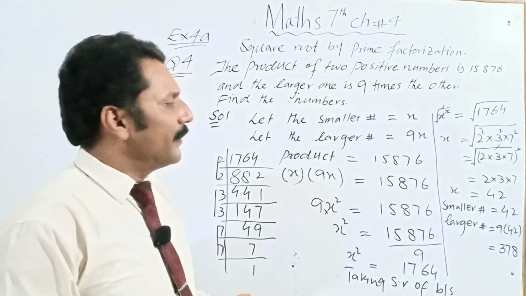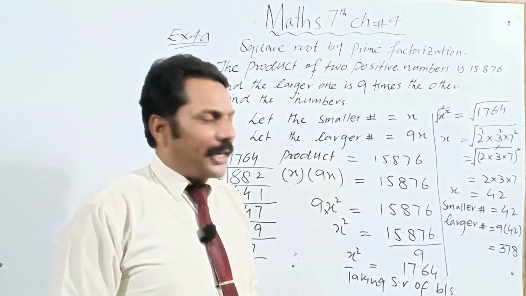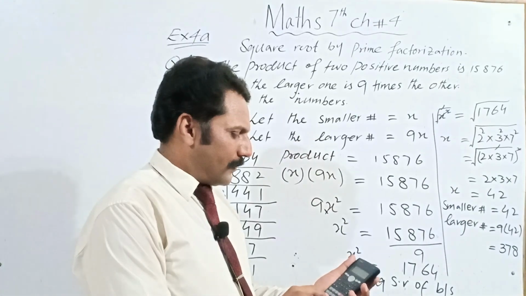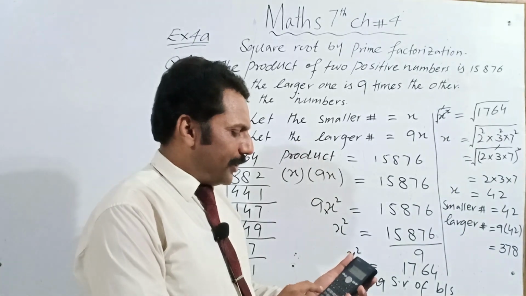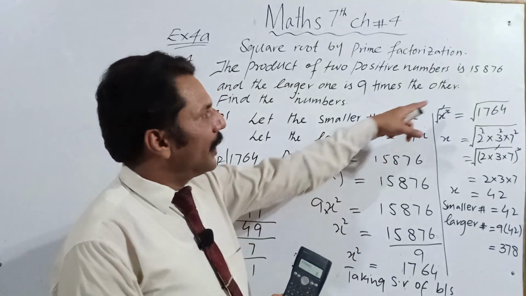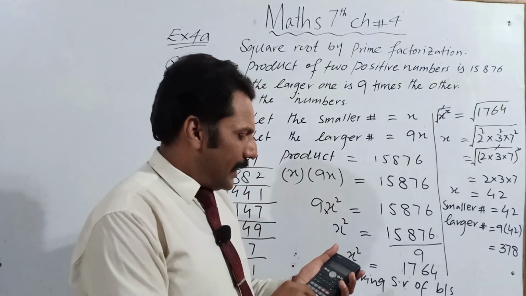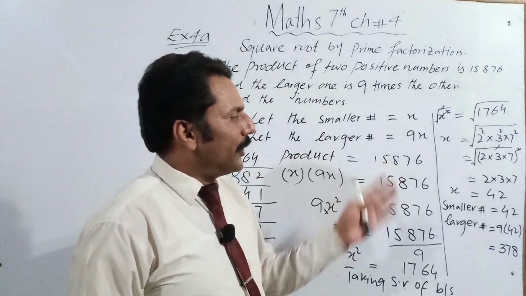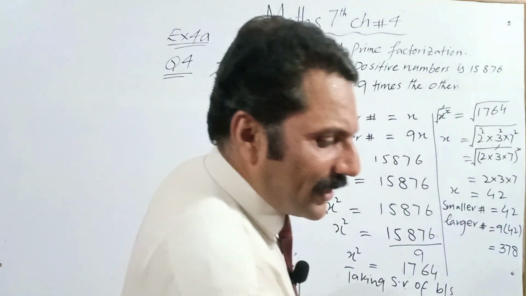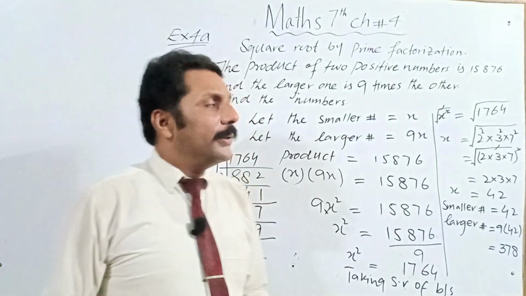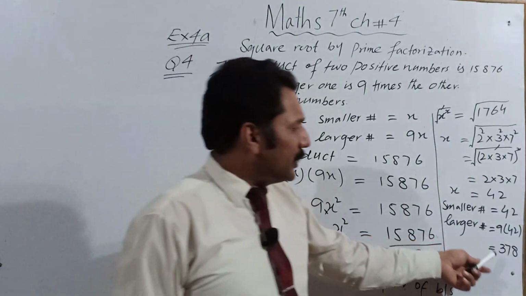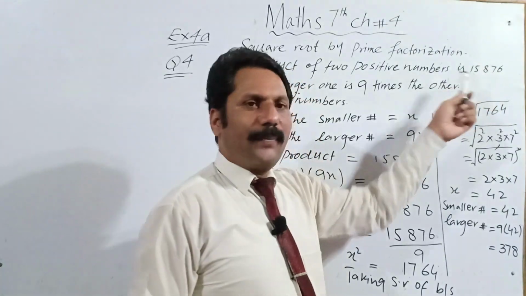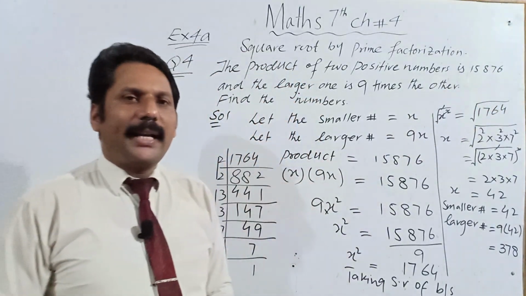Now how can we verify that our answer is correct? We will directly multiply 378 by 42. The answer should be 15876. And here we multiply and the answer is 15876. It means that there is no need to verify the answer from the book. You can just multiply these two numbers. If it is equal to the given product, then the answer is correct. Let's do the next question.